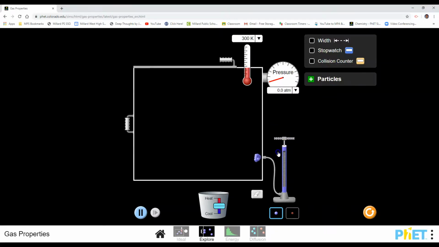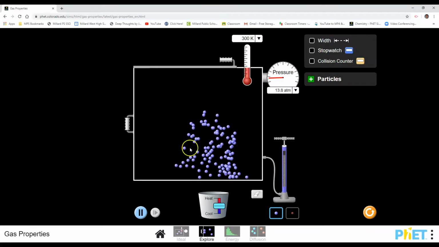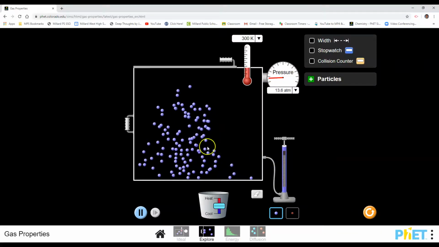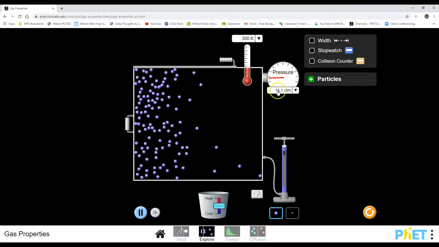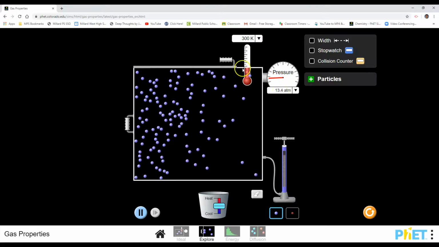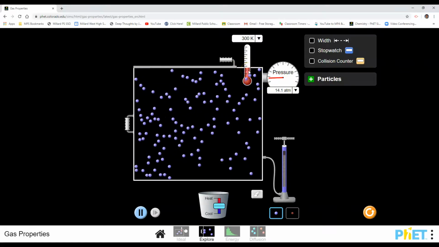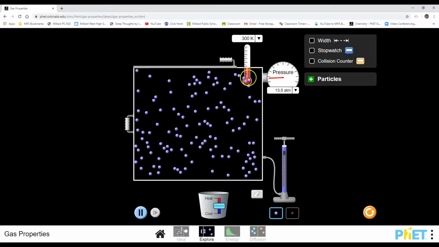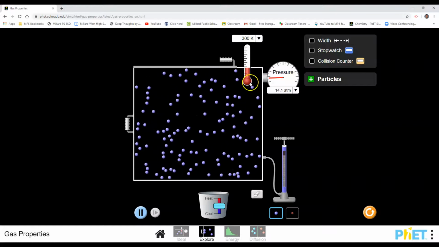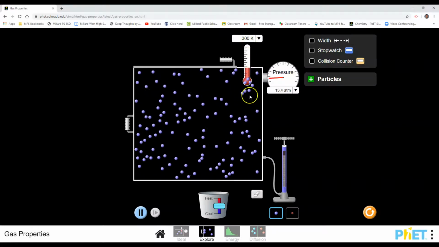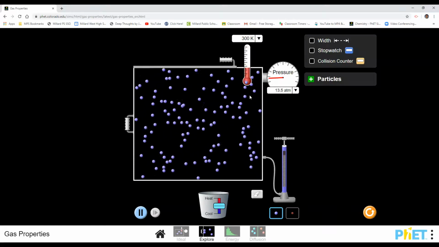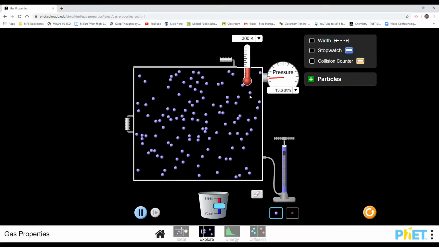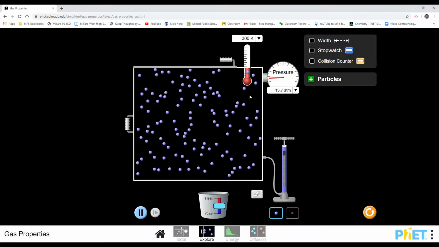So let's see here, I'm going to just pump some particles in here, all right? And so you'll notice these particles are kind of moving around, they're colliding with the walls. As they do so, okay, notice it's affecting the pressure. Notice that it affected the temperature, so there is motion, and then as they collide with the thermometer, they impart their energy to it, and the temperature went up, okay? So we can do a number of things here. I can show you how volume will affect it.